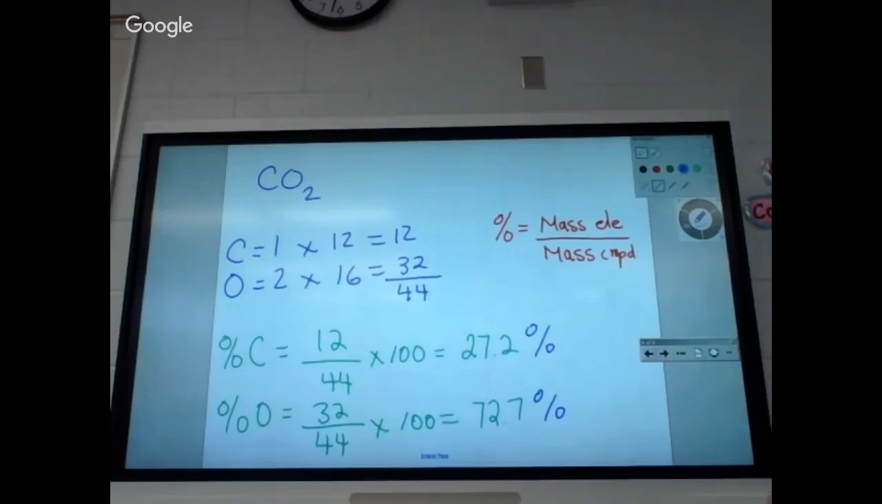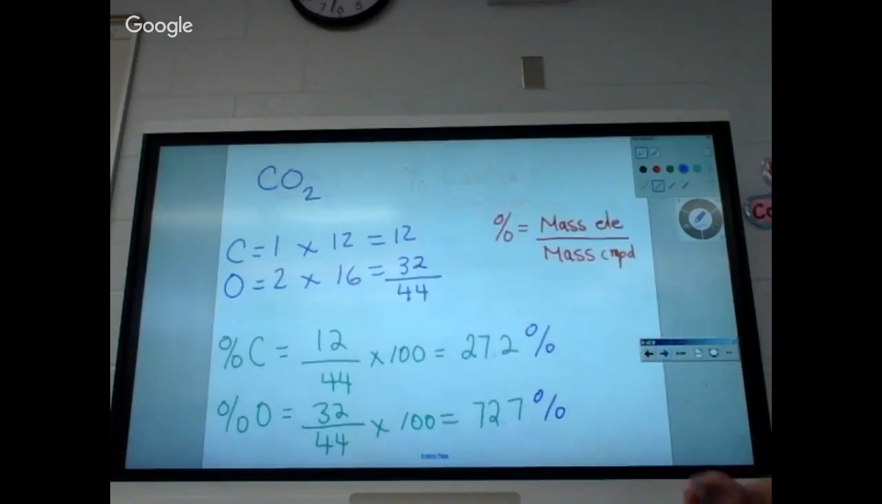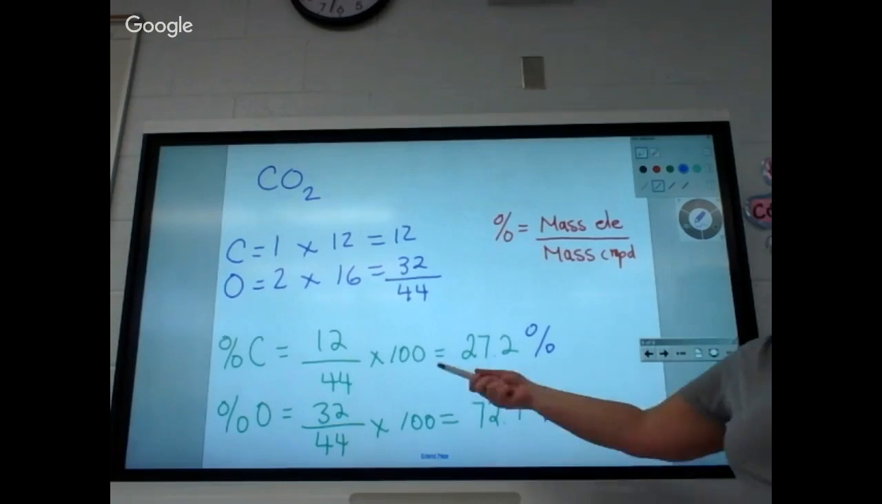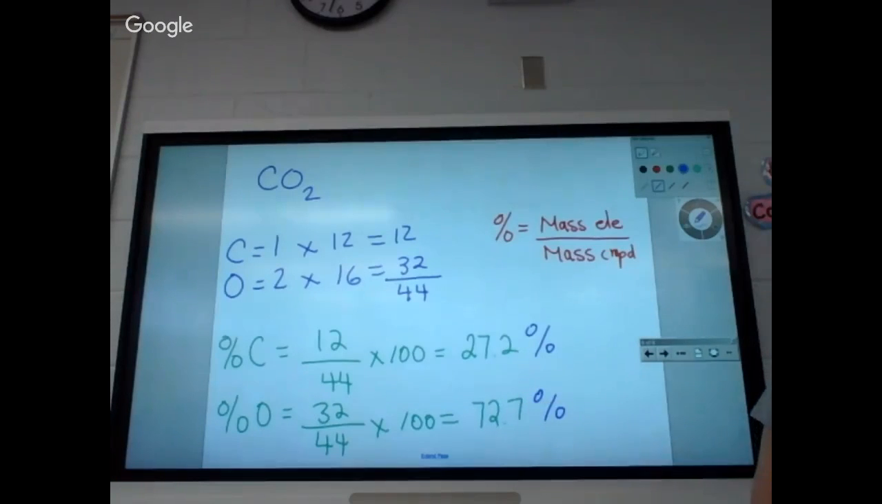Now, just like when we did molar mass, when you look at this, CO2, that was my question. Find the percent. Did I have any numbers given to me in the question? So do I have any significant digits? No. Some of you might have rounded to 27 and 73. Some might have said 27 and 72. Some might have had 2 decimal places, some only 1. Does it matter? No, because I didn't give you any numbers. There are no significant digits in this question. Any questions about that?